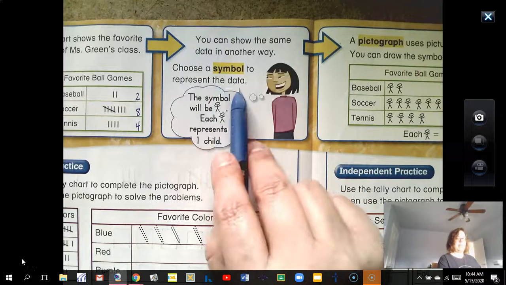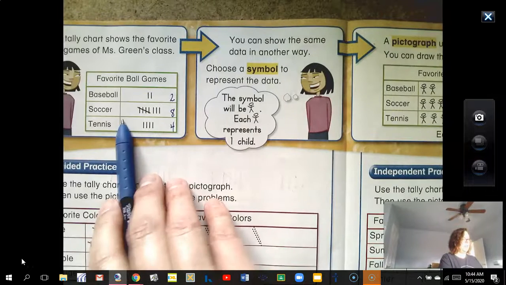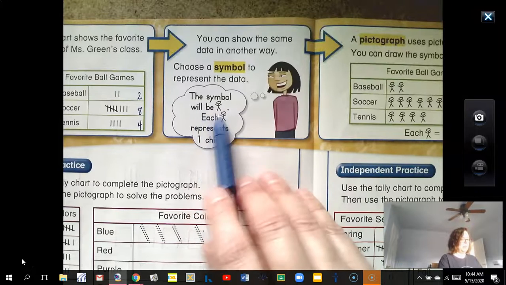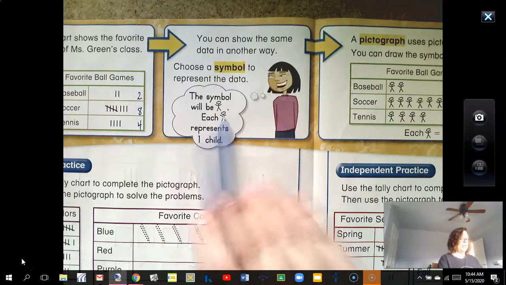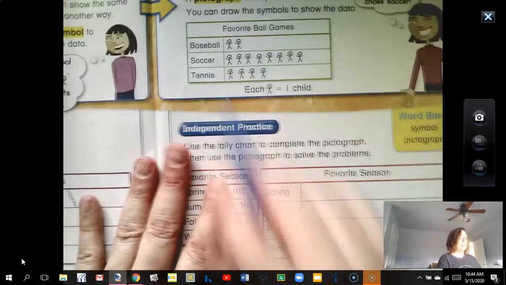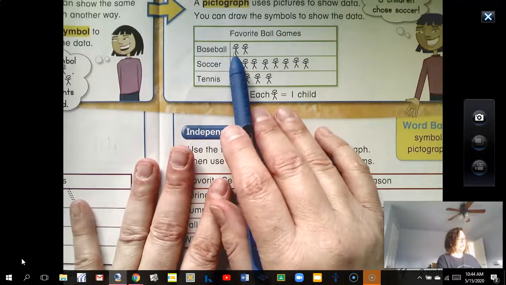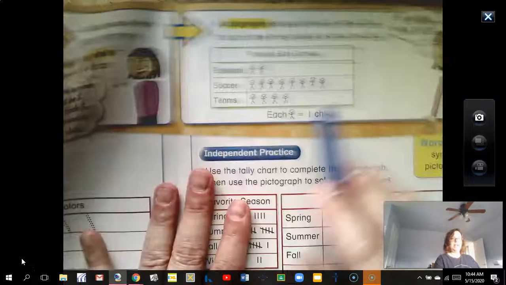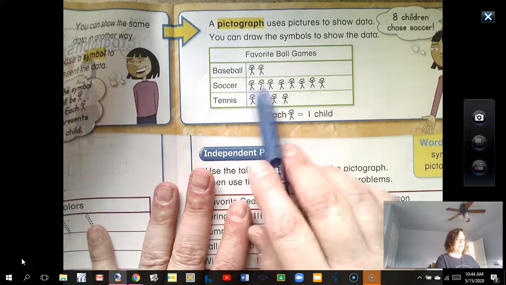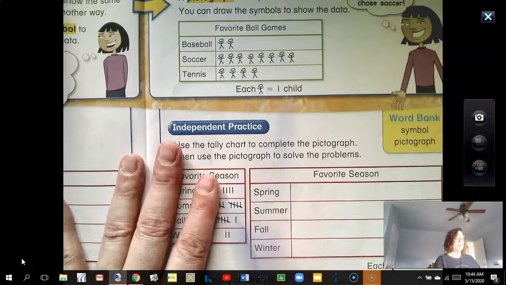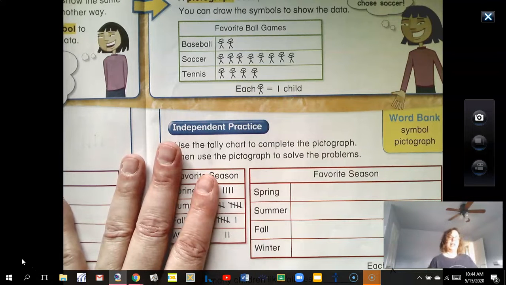Choose a symbol to represent the data. So they're talking about the kids' favorite ball games. It says the symbol will be a stick person, and each stick person represents 1 child. So on the pictograph, they did 2 for baseball, since the data over here was 2, then 8 for soccer, 1, 2, 3, 4, 5, 6, 7, 8, and 4 for tennis, 1, 2, 3, 4. Each stick person is 1 child.